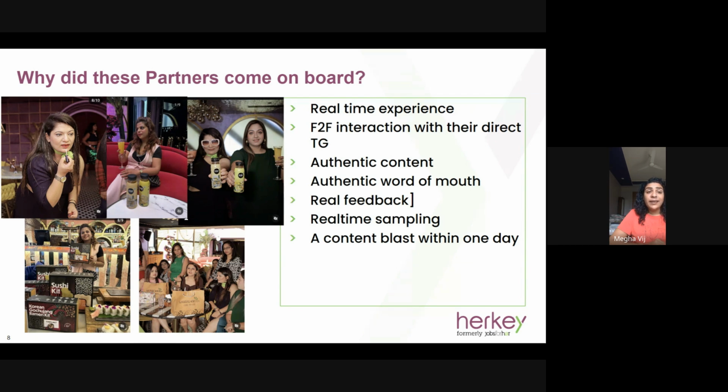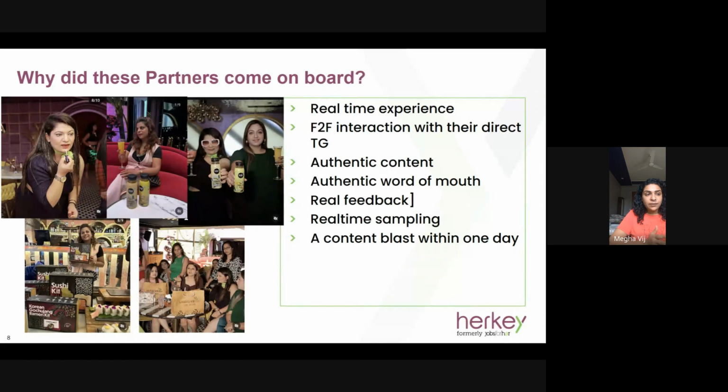Face-to-face interaction with their direct TG. Each brand came with representation. So Nua sent one person from their team. Chefling, the founder, came himself. Raw Pressery sent their marketing head. So every brand came with one person to represent the brand where they had real-time interaction with their TG. And that brings them a lot of feedback, that gives them a lot of data, and that gives them a lot of content for their website.